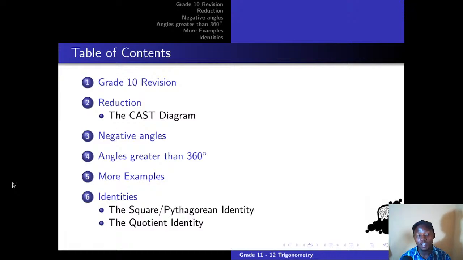We're also going to be looking at negative angles, how to work with them, how to work with angles which are greater than 360 degrees should you be questioned in an exam to solve such questions. We are going to look at the fundamental identities, which is the square or the Pythagorean identity. We are also going to look at the quotient identity.